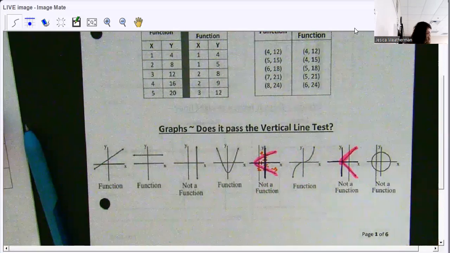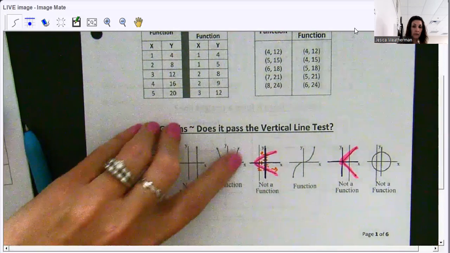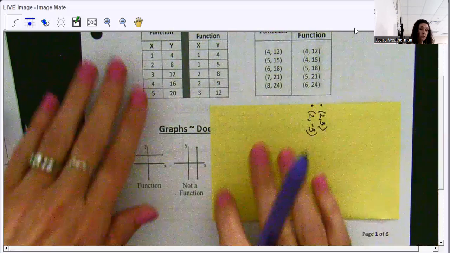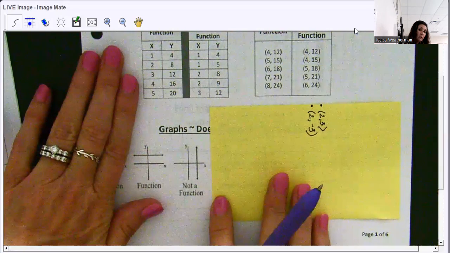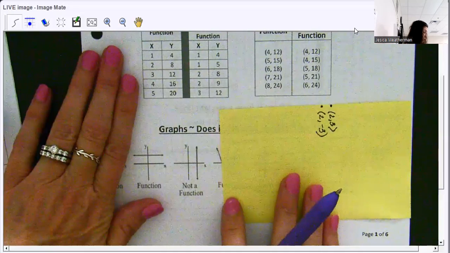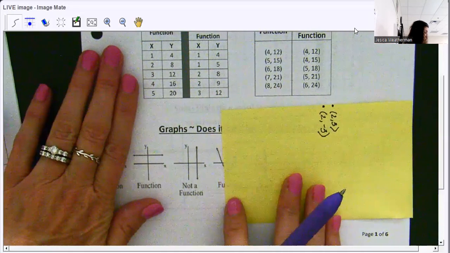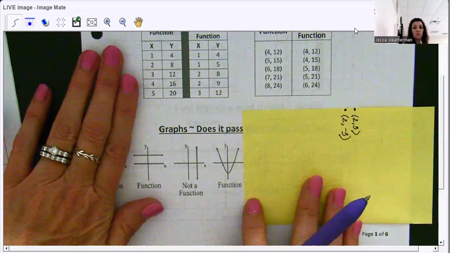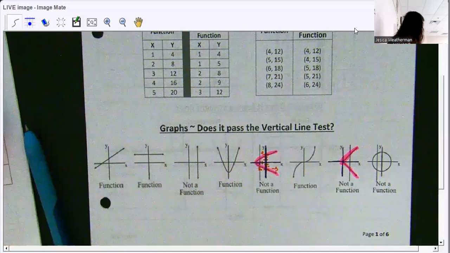Now, some people say, oh, well, look at this parabola right here. That's what that's called, a parabola. It's hitting it more than once, but it's not. Watch what happens when I pull. I'm doing a vertical line test. I'm going to pull this line slowly across, and it's never hitting my yellow paper more than once, which means that it is a function.